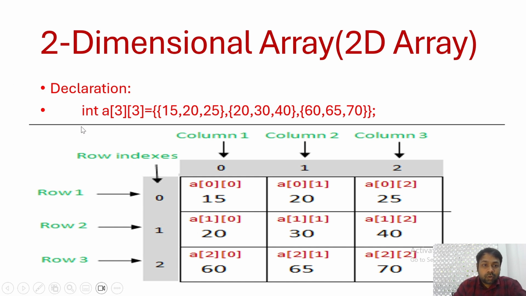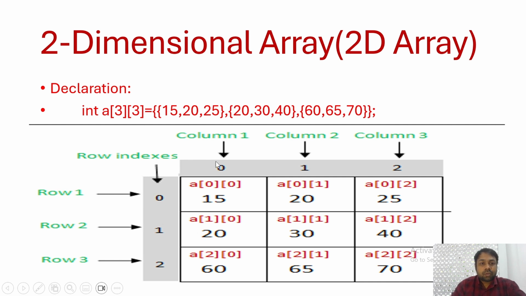Let us start our discussion of two-dimensional array. Look at the declaration here. Integer type A, two square brackets we have written. The first square bracket size is 3, the second square bracket is 3. Simply to say, 3 rows, 3 columns. So with 2D arrays we are working on matrices, the mathematical matrix topic. What we are going to create is a 3 by 3 matrix: 3 rows, 3 columns.